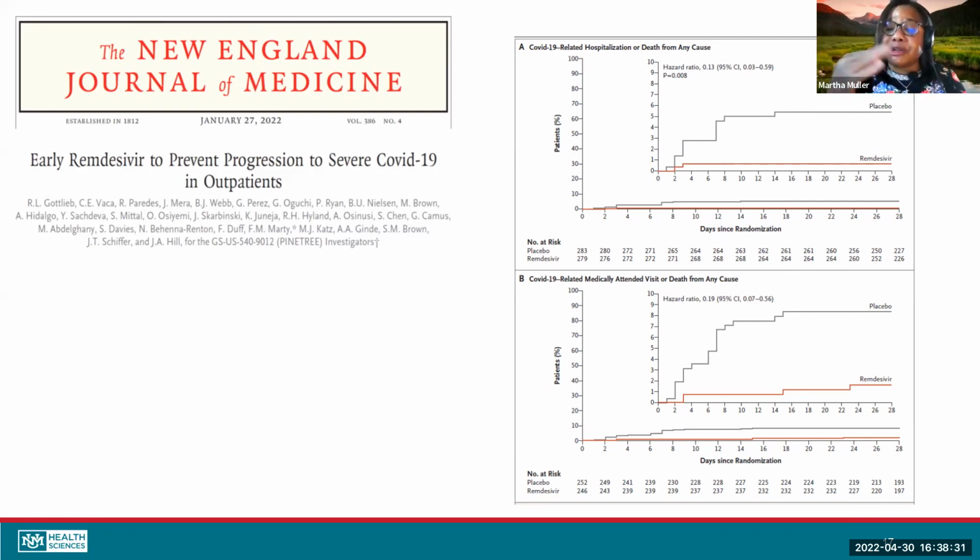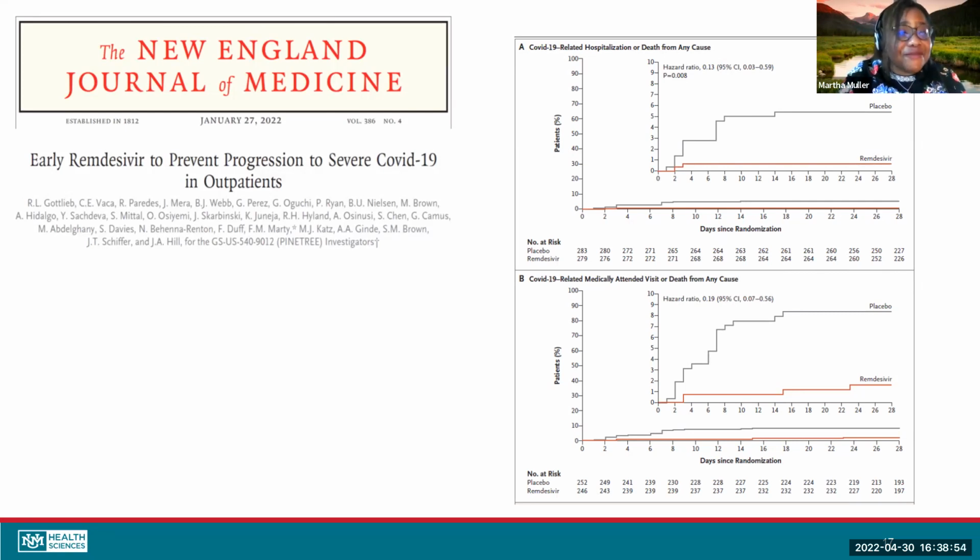Of course, of particular interest for those of us who also care for pediatric patients, this did include pediatric patients aged 12 years and older. There weren't very many of them in the study, but it did include them. So that was really fantastic. And all comers in the study had at least one pre-existing risk factor for progression to severe COVID-19.